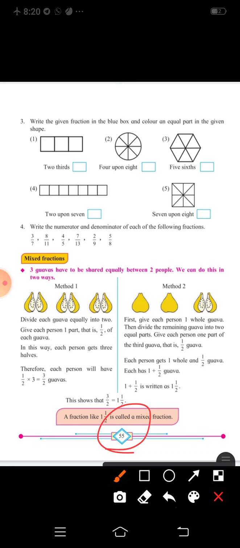Okay, students? Now, in page number 55, see the third question. Write the given fraction in the blue box and color an equal part in the given shape. So, you are going to write the given fraction in the blue box. This is the blue box, okay? In that fraction, you are going to write the fraction and color the equal part in the given shape, okay?